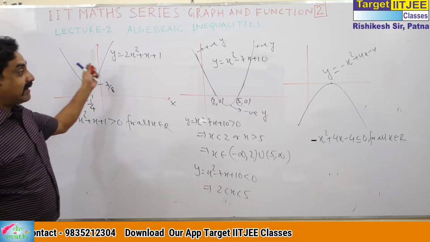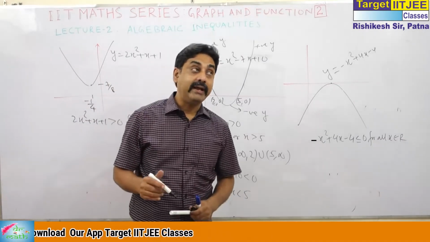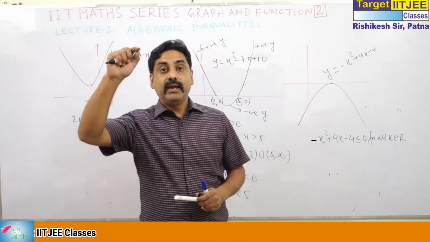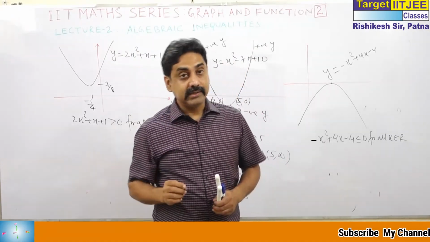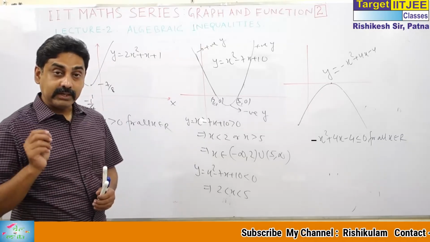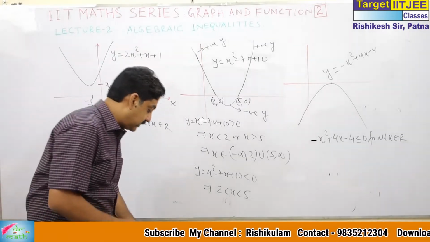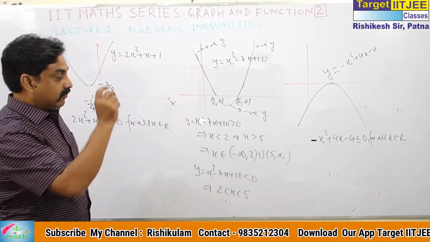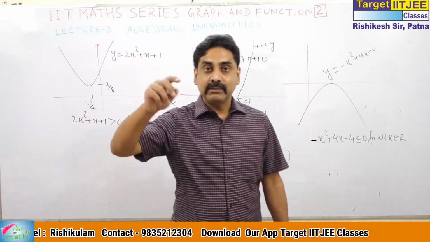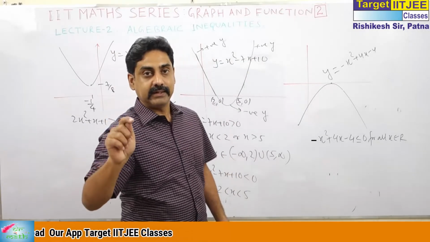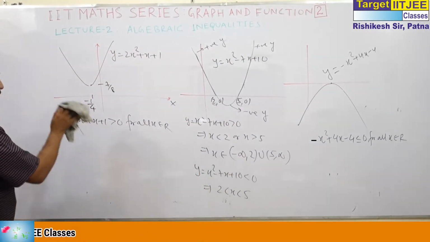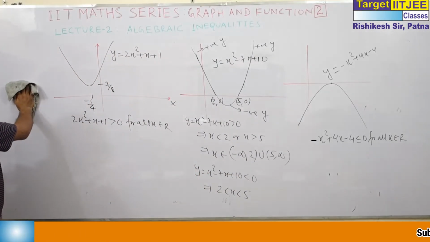Now I am going to write down the result about inequalities of ax square plus bx plus c. And see the result I have written: x minus alpha into x minus beta less than equal to 0. It is a special part of that result. How? Let me describe.